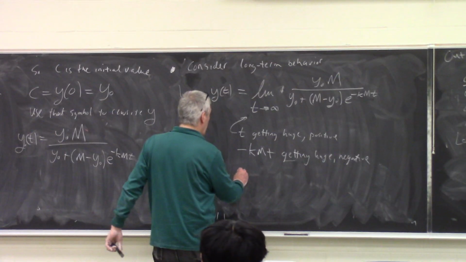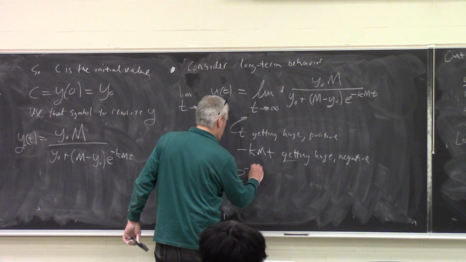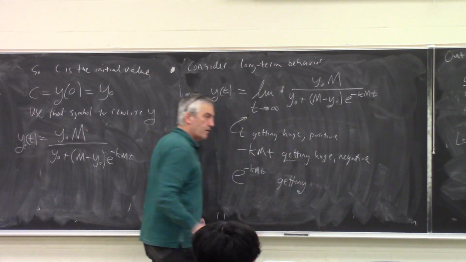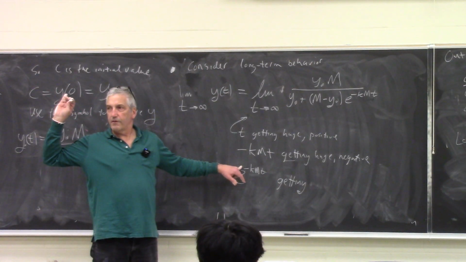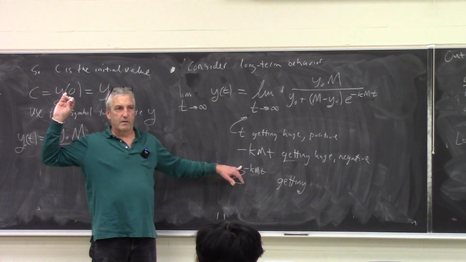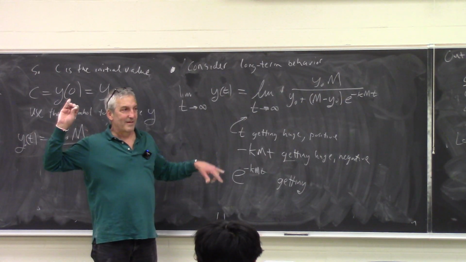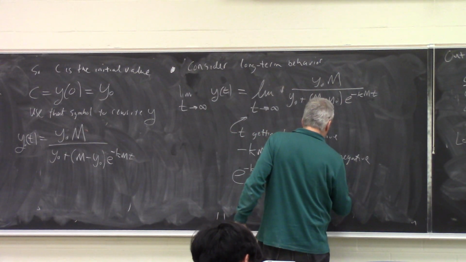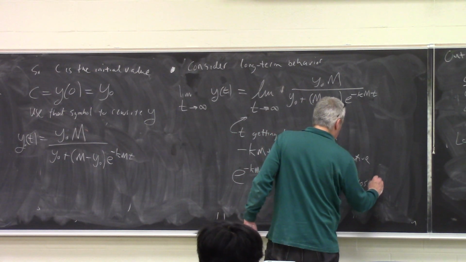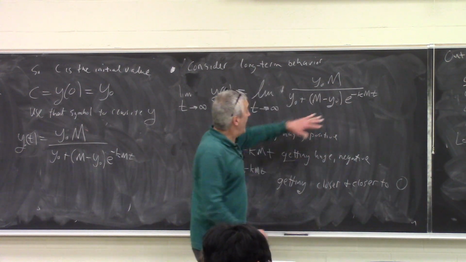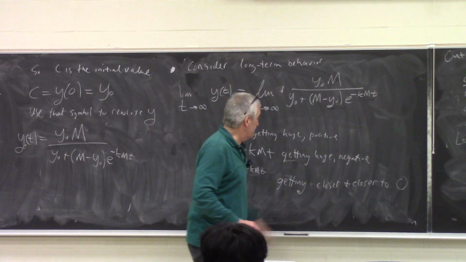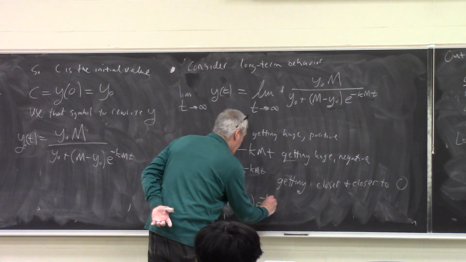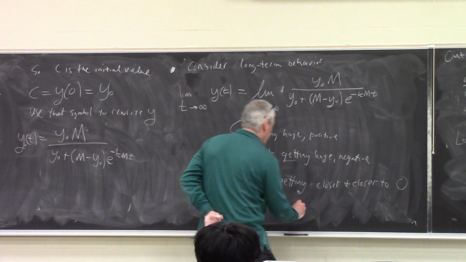So raise your hand if you can tell me what is happening with e to that stuff. Small and positive? Yeah, so closer and closer to 0. Okay, so that whole term there is getting closer to 0. So that means that m minus y0 times e to the minus kmt is getting closer and closer to 0.